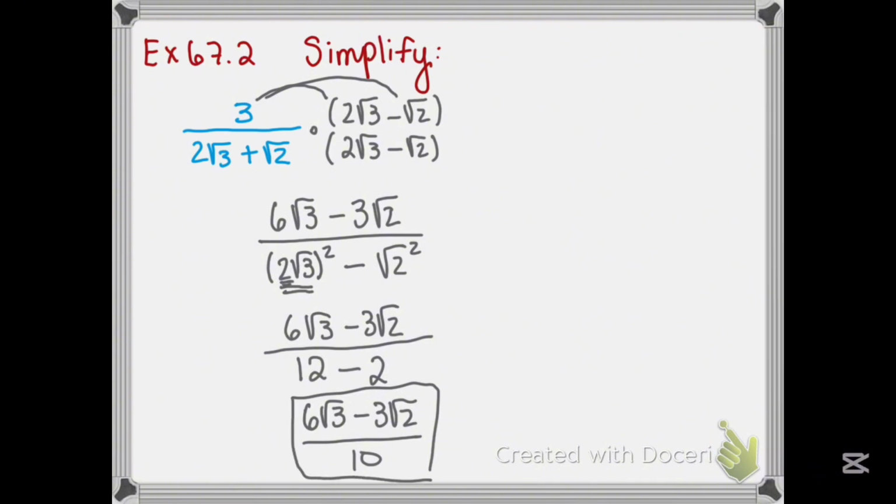Very simple lesson. Just multiply by the conjugate. The top, you just do the distributive property. And in the bottom, you use the difference of squares product.